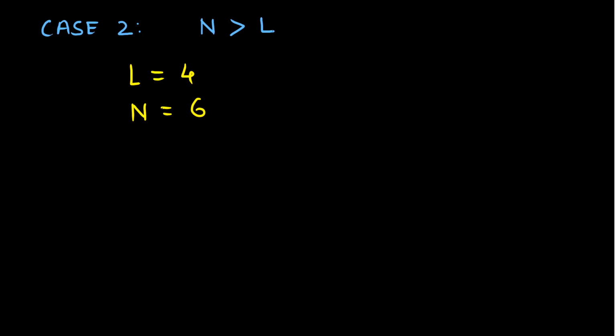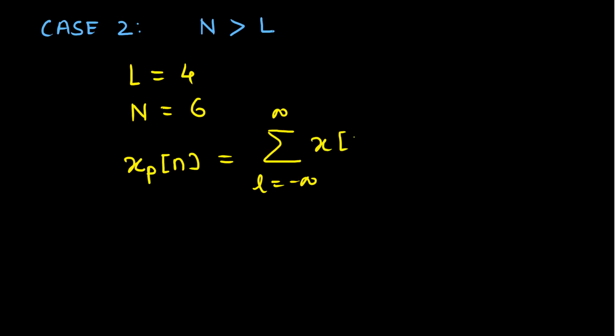And we had seen that due to inherent periodicity, we have the periodic representation given as xp of n is equal to summation l running from minus infinity to infinity x of n minus 6l. So this means that this x of n, that is 1, 2, 3, 4, the original signal, is going to be repeated after every 6th sample.